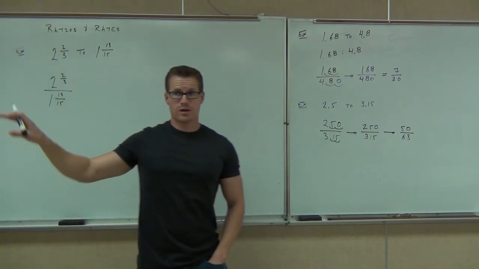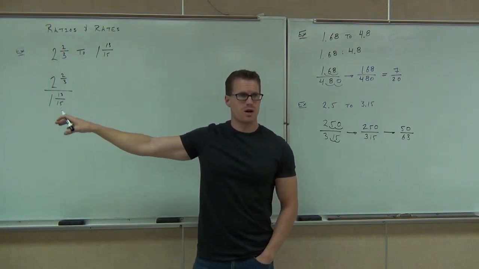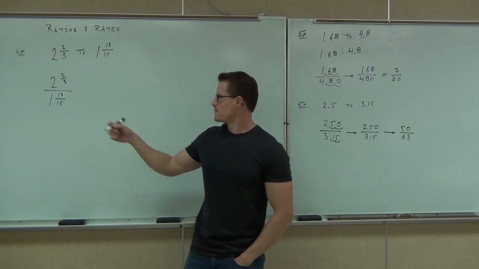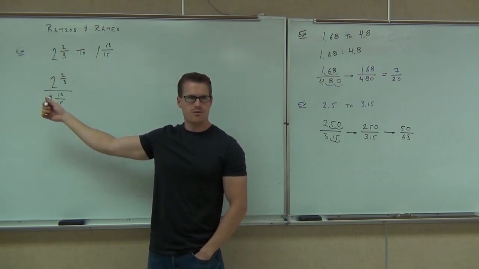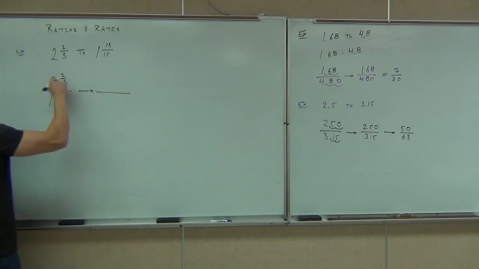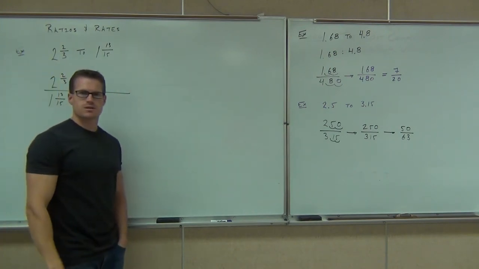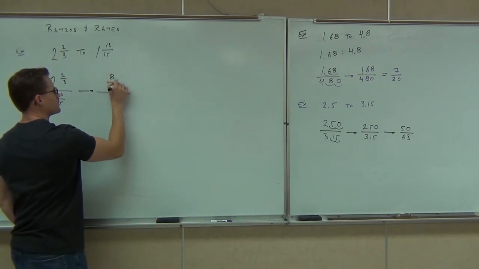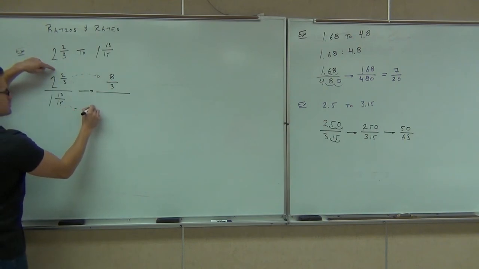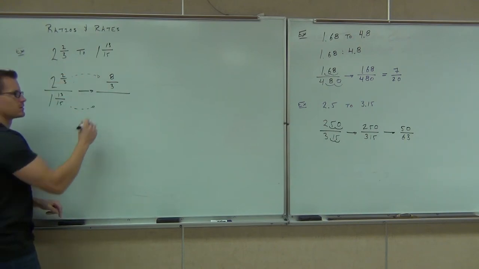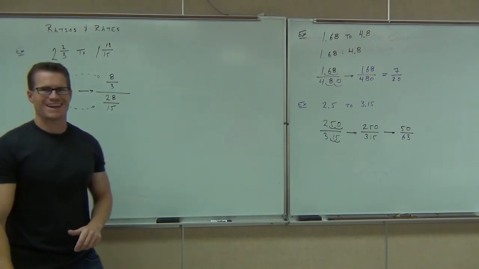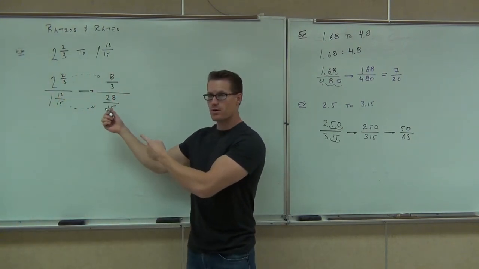Okay, now stick with me. You guys are okay on that, right? First thing goes on top, second thing goes on the bottom of our ratio. Now, wait a second. Do you guys notice that these are mixed numbers? Can you change them to improper fractions? Yes. Let's do that. On the numerator, what's that as an improper fraction, please? 8/3. You agree this is 8/3, right? What's this one? 28/15. Good.